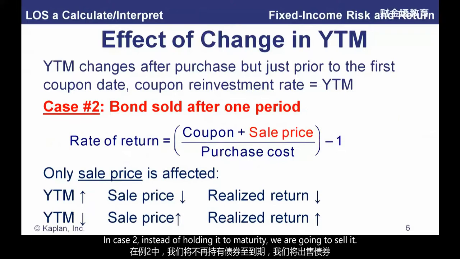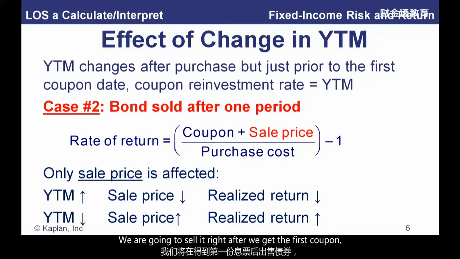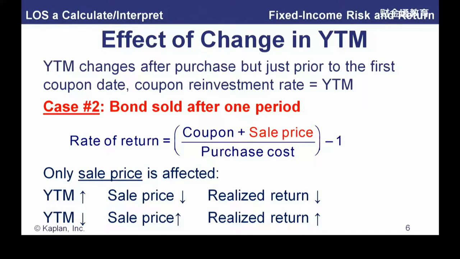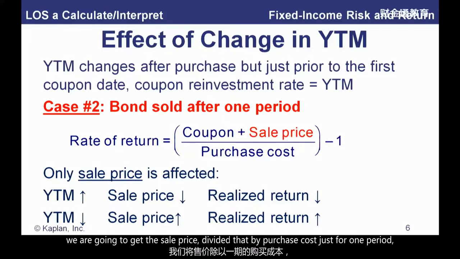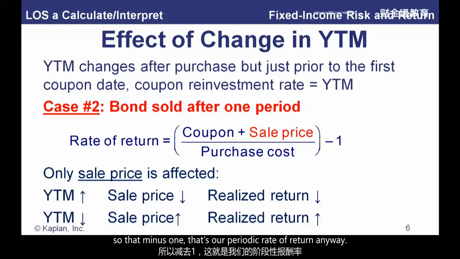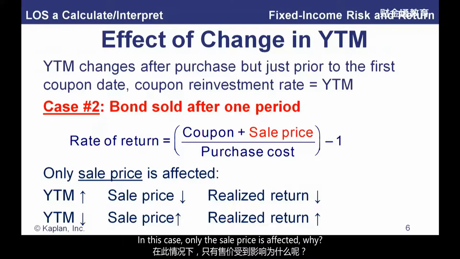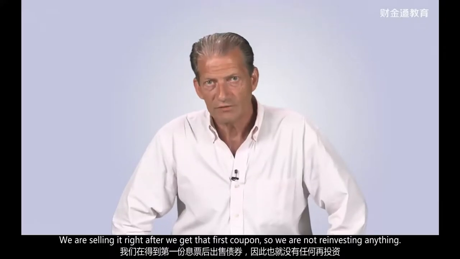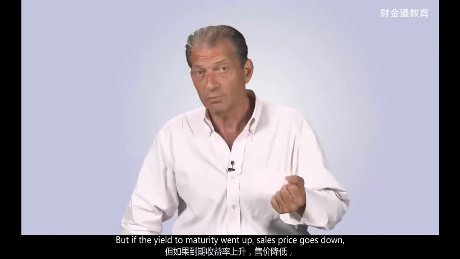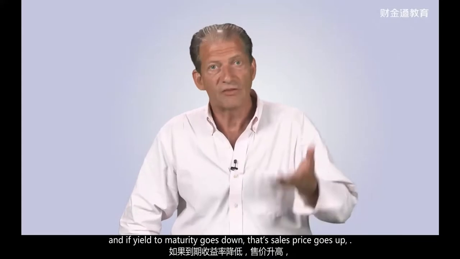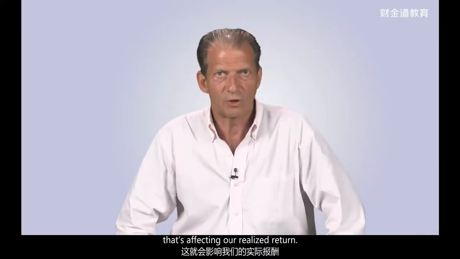In case 2, instead of holding it to maturity, we're going to sell it right after we get the first coupon. So we're going to get the coupon and the sale price, and divide that by the purchase cost. It's for 1 period, so that minus 1 is our periodic rate of return anyway. If that first coupon is semi-annual, that's a semi-annual rate of return. In this case, only the sale price is affected. Why? Well, we're selling it right after we get that first coupon, so we're not reinvesting anything. If the yield to maturity goes up, the sale price goes down, and if the yield to maturity goes down, the sale price goes up, and that affects our realized return.